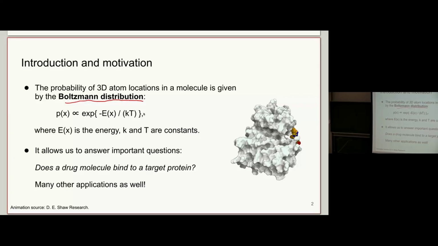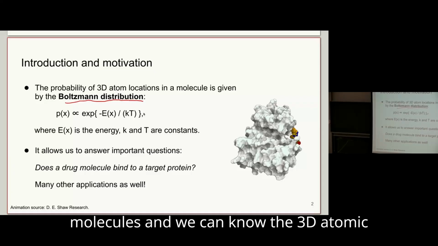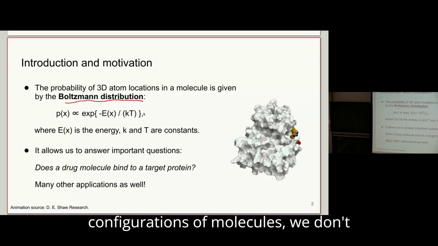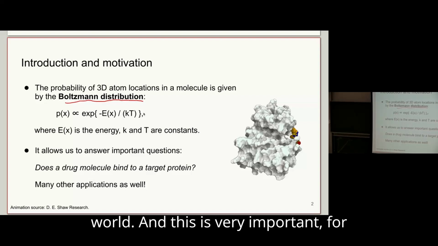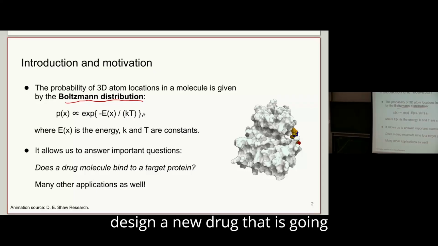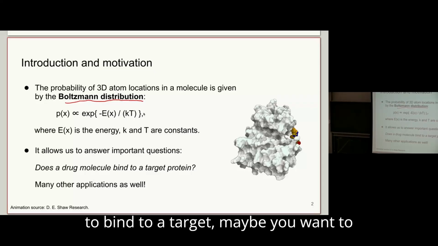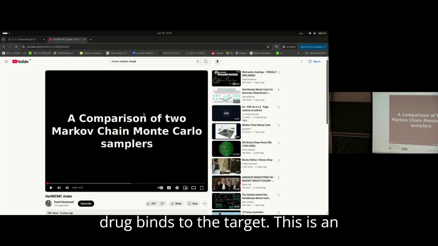And this is useful because if we can simulate molecules and we can know the 3D atomic configurations of molecules, we can know what's going to happen in the real world. And this is very important, for example, in drug design. If you want to design a new drug that is going to bind to a target, maybe you want to simulate things and know if your drug binds to the target.